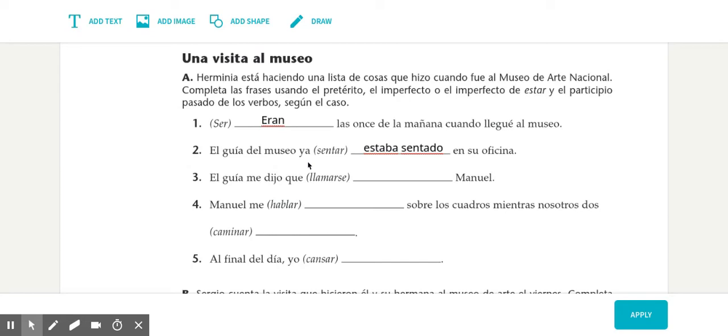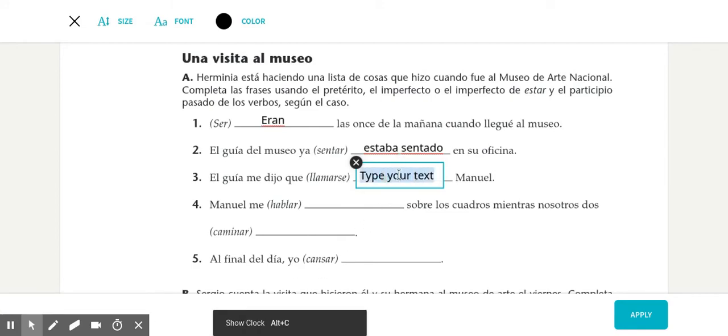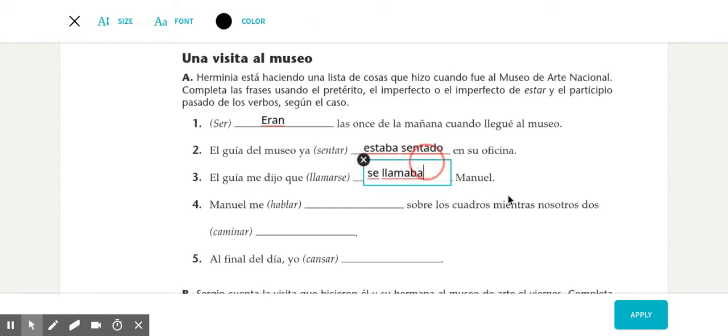Número 3. El guía me dijo que, the guide told me that his name was Manuel, right? So is it se llamó or se llamaba? Se llamaba Manuel. His name was Manuel. Okay, he told me that his name was Manuel.